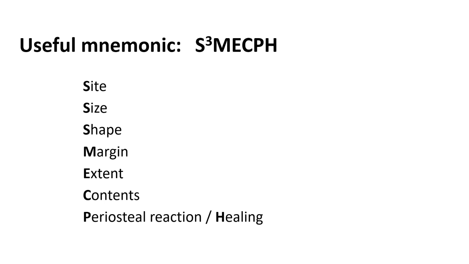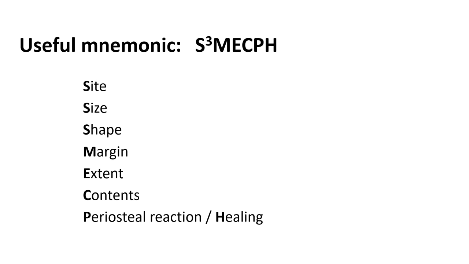A useful mnemonic for describing a lesion on X-ray is what we call SMEC pH. S to the power of 3 being site, size, and shape. The site would be which bone it is, where in the bone it is. The size would be a numeric value in centimeters, taking the size of the bone into account and guesstimating from there. Shape, if there is a shape.